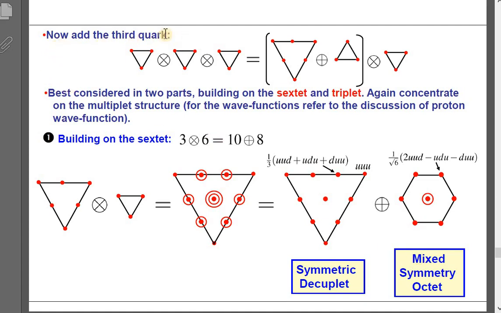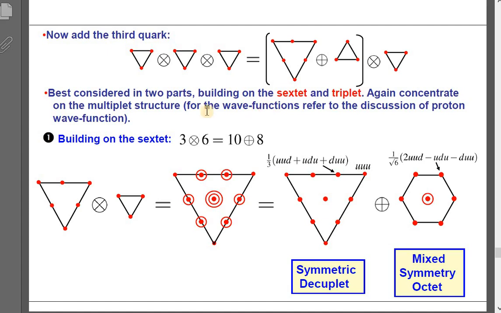We add the third quark. So this is what we did before. Now we add the third quark to it, and so the result is this cross this, and so we have to do the sum of these two possibilities, 1 and 2. So best considered in two parts, building on the sextet and triplet. Again, we concentrate on the multiplet structure for the wave functions. I'm not going to talk about the wave functions since I've already discussed them before.